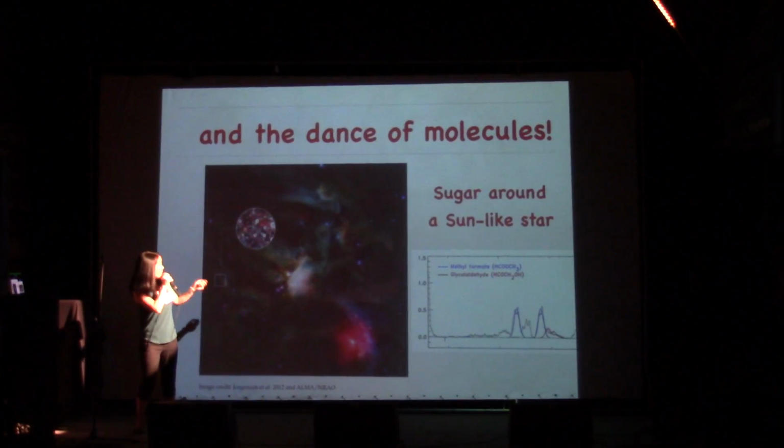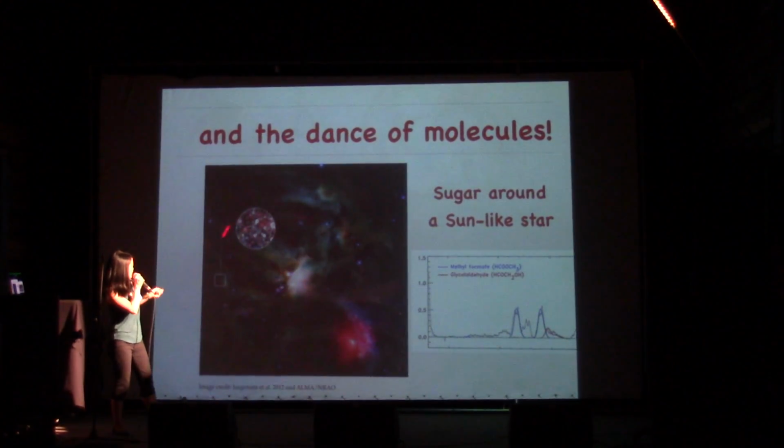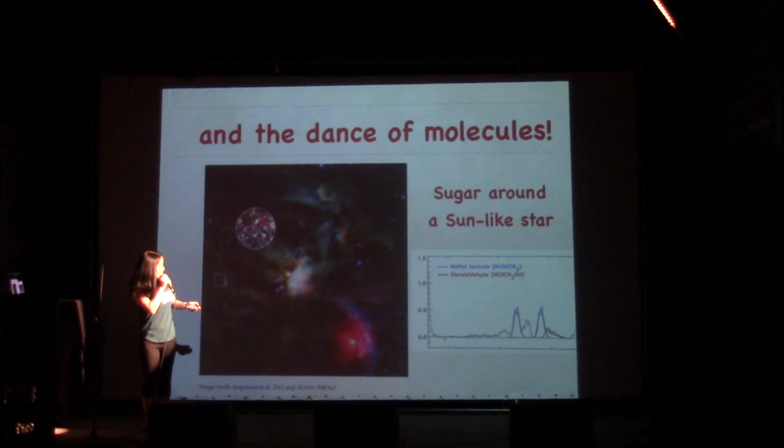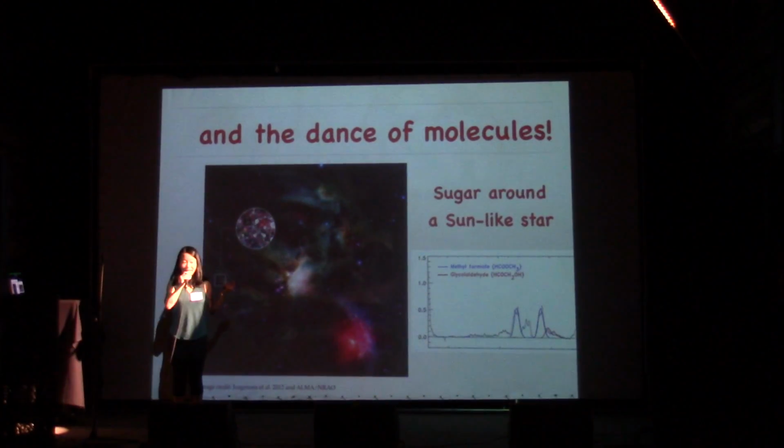So now we're seeing a sugar molecule. This is, I think, an artist's illustration around a solar-type star. And then this is the spectrum, that's the peak. This is exciting news for me just because sugar is something really fundamental for the emergence of life. So we've seen basic ingredients for life way before even the planet was formed.